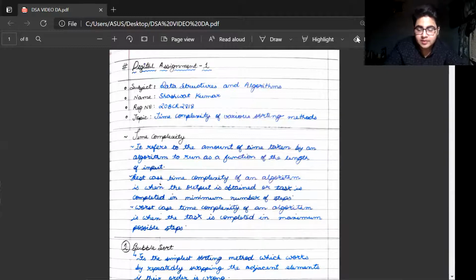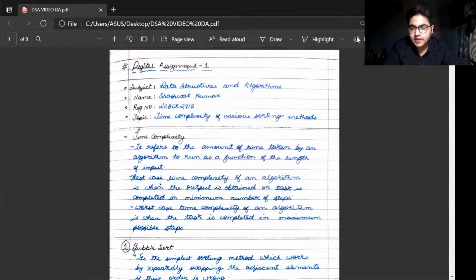Now, the best case time complexity is when we achieve our given task or our desirable output in the minimum number of steps. And the worst case is when we achieve our task in the maximum possible steps. So that's what time complexity basically means.